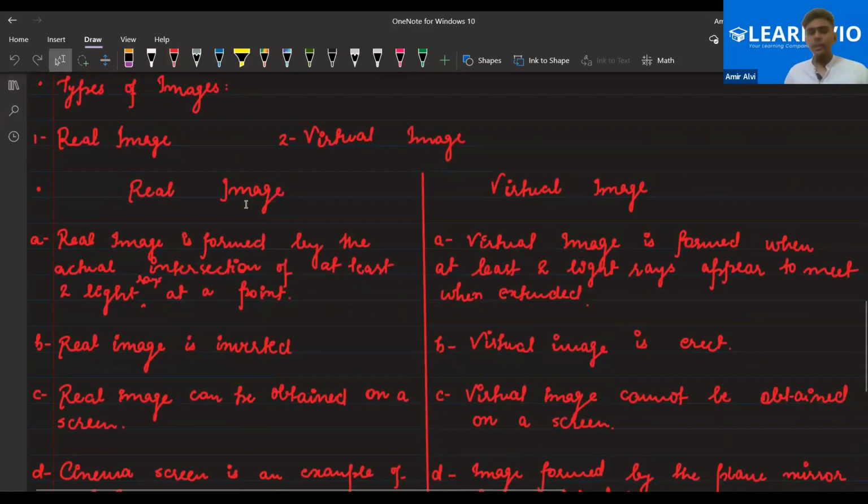Okay, so we are studying the light chapter, and in the coming portion we will be dealing with images, right? Because whenever the word mirror is used, whenever the word lens is used, we have to deal with the image. When we see in the mirror, what do we see? Image. So image is seen in the mirror.